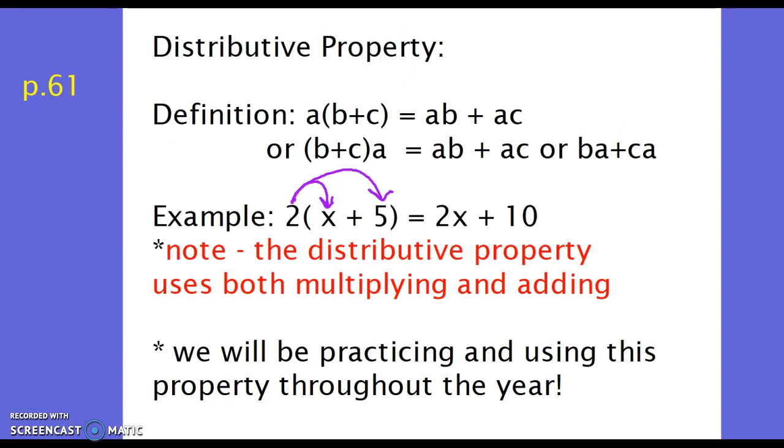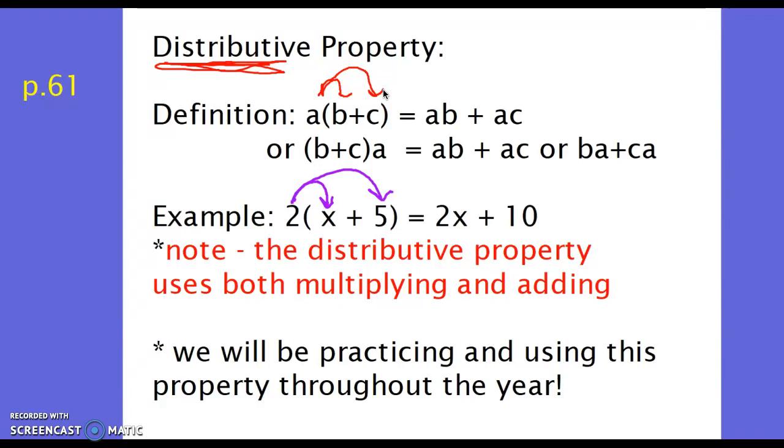Okay, the last property is one that we are really going to use a lot. This is on page 61, and we're going to use it especially when we get into algebra, and it's called the distributive property. If you look at the word distributive, we have the word distribute. So like when I distribute papers, I take a paper and I hand one to each person in the room. The distributive property says that if you have something outside of parentheses, you times it by each of the things in the parentheses, and that helps you to remove them.